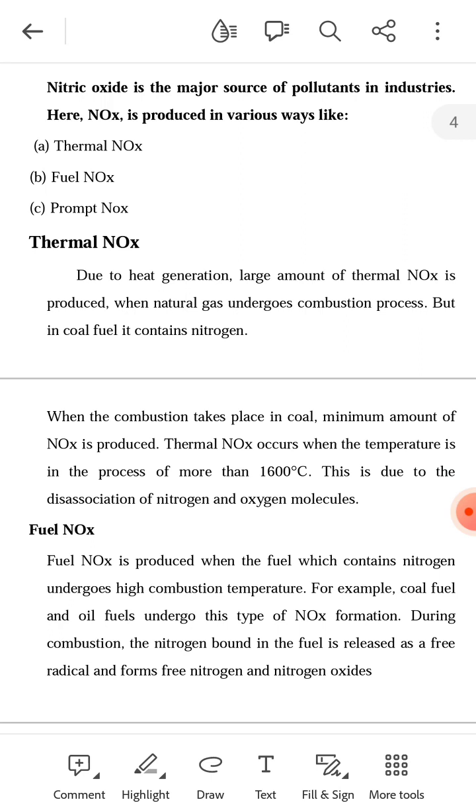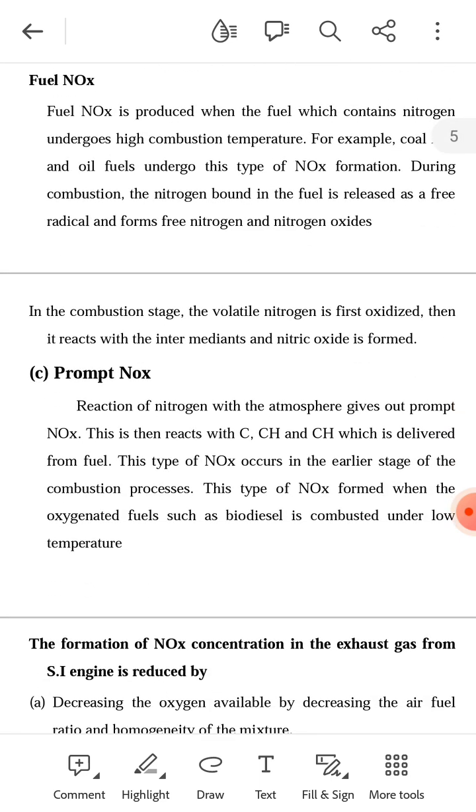Fuel NOx. Fuel NOx is produced when the fuel which contains nitrogen undergoes high combustion temperatures. For example, coal fuel or oil fuel undergoes this type of NOx formation. During combustion, the nitrogen bond in the fuel is released as a free radical and forms free nitrogen and nitrogen oxides. In the combustion stage, the volatile nitrogen is first oxidized, then reacts with the intermediate and nitric oxide is formed. Then the third one, prompt.